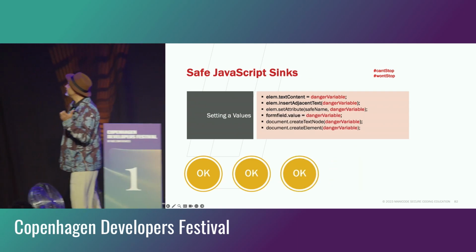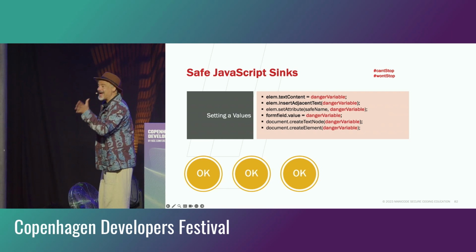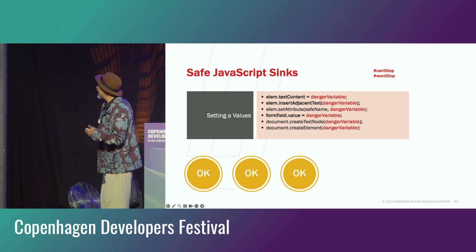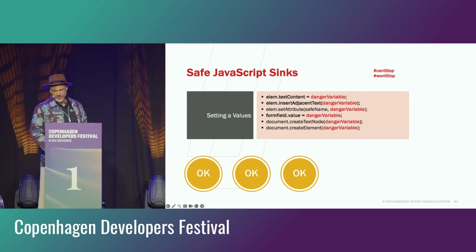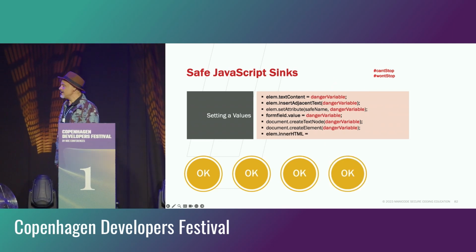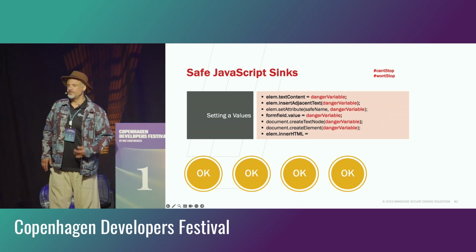Text content, insert a JSON text, use set attribute with one of the safe attributes only, create text node, create element. These are all safe from JavaScript injection. And if you've been listening, if you're using inner HTML on raw data, that's a major vulnerability.